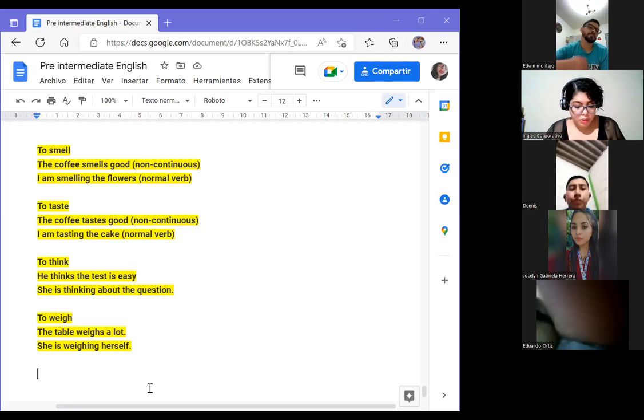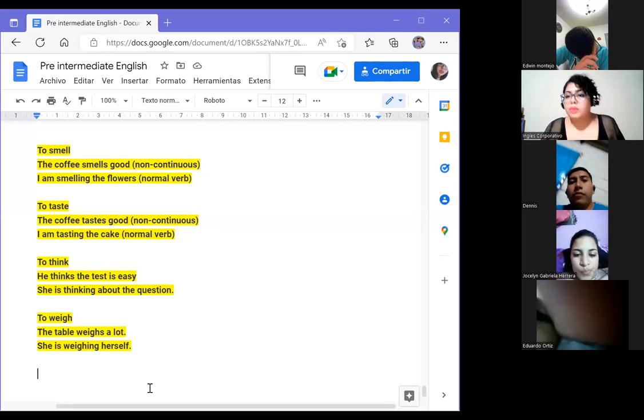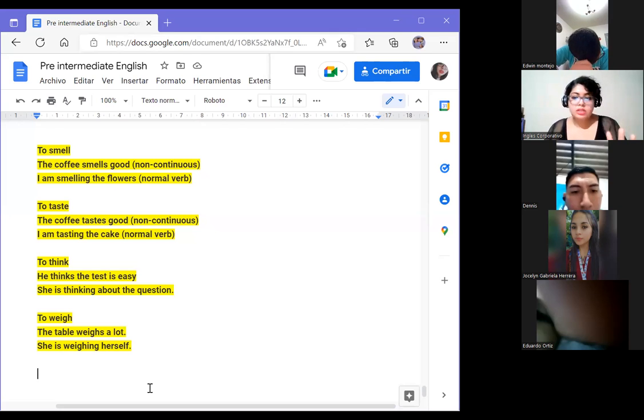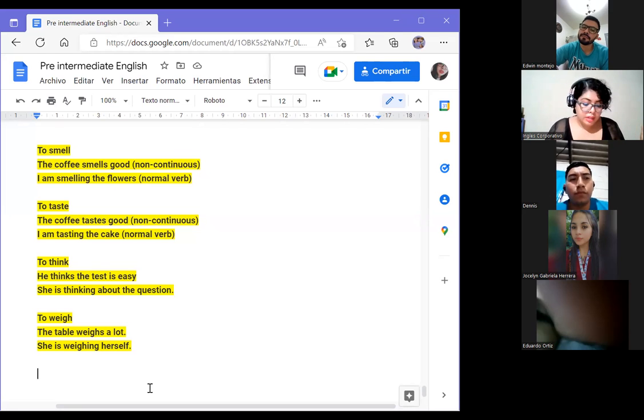Now, we are going to continue with the uses, because we were talking about the uses of the present continuous, and we have just the use number one. And that is now, the use number one that we have in this document. And it says to use the present continuous with normal verbs. That's why we were talking about the three different types of verbs. So use the present continuous with normal verbs to express the idea that something is happening now.